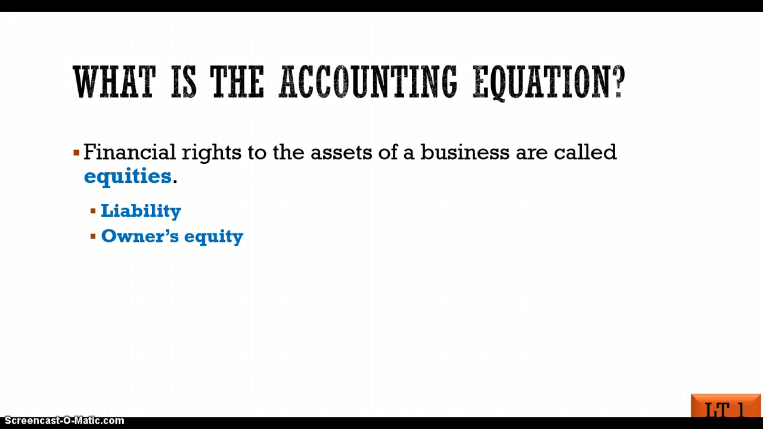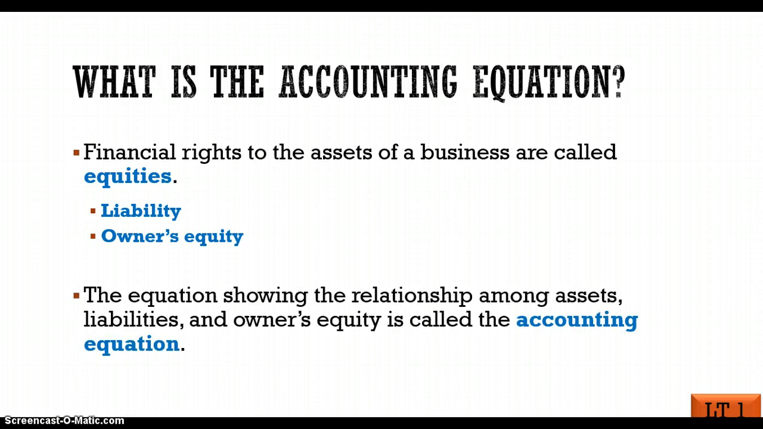Owner's equity is the amount remaining after the value of all liabilities, which again, liability is something you owe, is subtracted from the value of all assets. Remember from lesson 1.1, we learned that assets are anything that you own. So you take the amount of things that you own, subtract what you owe, so assets minus liabilities, and you receive your owner's equity. So the relationship between assets, liabilities, and owner's equity is called the accounting equation.